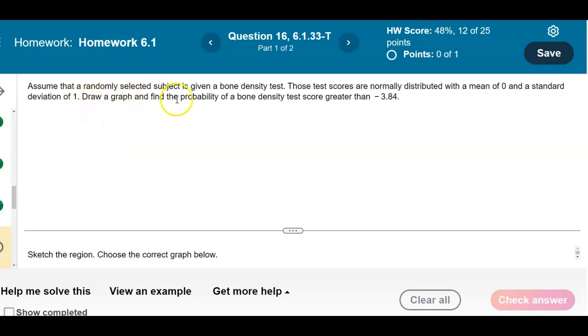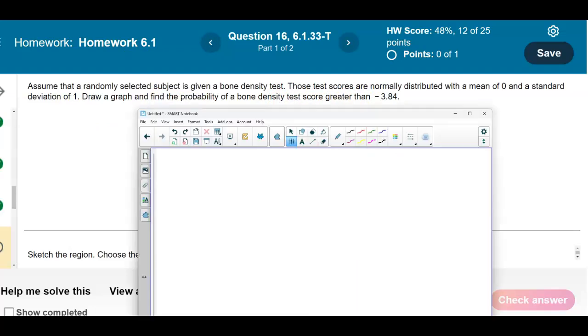Assume that a randomly selected subject is given a bone density test. Those test scores are normally distributed with a mean of 0 and a standard deviation of 1. Draw a graph and then find the probability of a bone density test score which is greater than negative 3.84. So let's go ahead and do that.